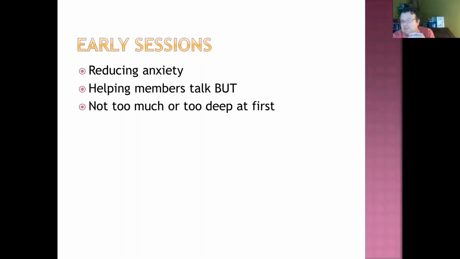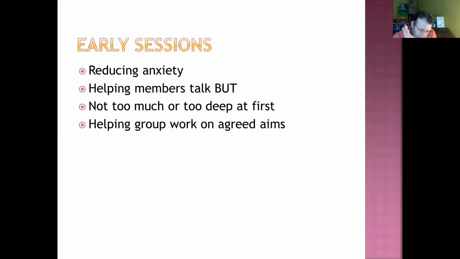Or has that been other people's experience? You're trying to bring other people in, rather than just return to the person who's spoken and question them, because of course that will inevitably lead to more from them. It becomes more of a dialogue between the two of you. And then you also need to help the group to work on the agreed aims so it doesn't drift away from those. These are all on pages 48 to 49.